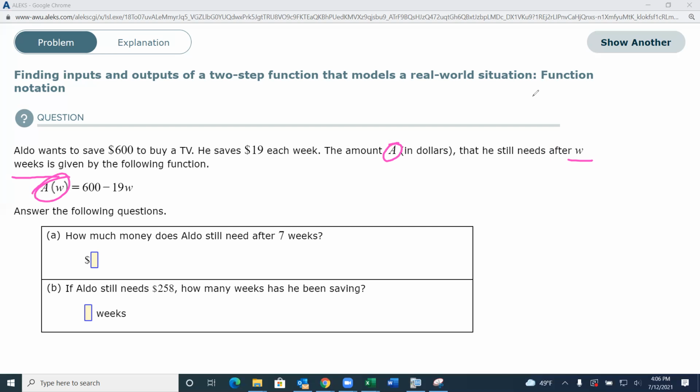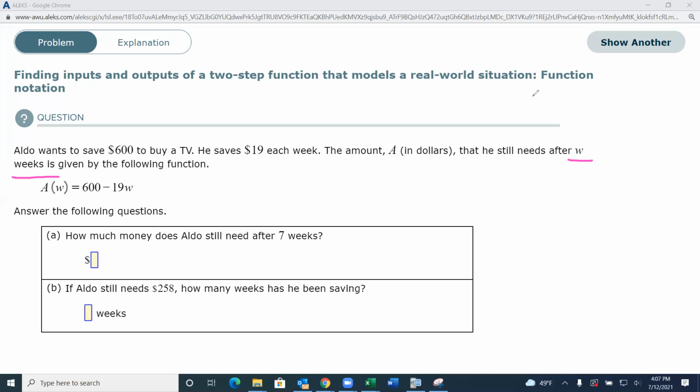Not how much money he has earned. The amount of money he has earned, that's $19 multiplied by how many weeks he's been saving. But how much money he still has to go? Well, that's how much money he needed at the beginning minus how much he has saved. So 600 minus 19W.